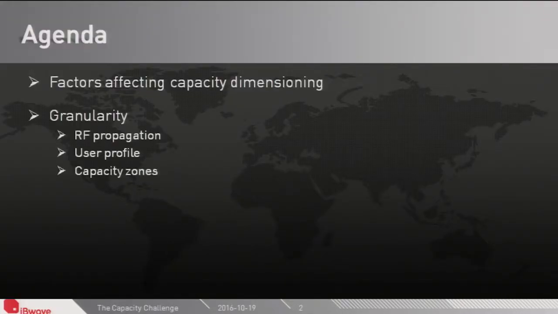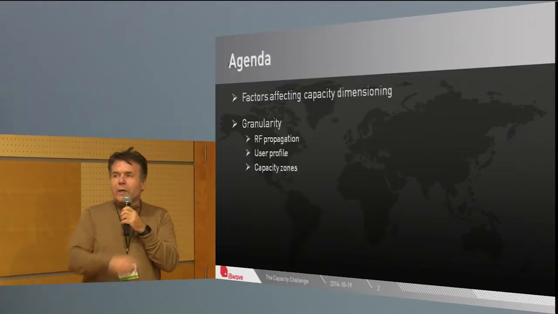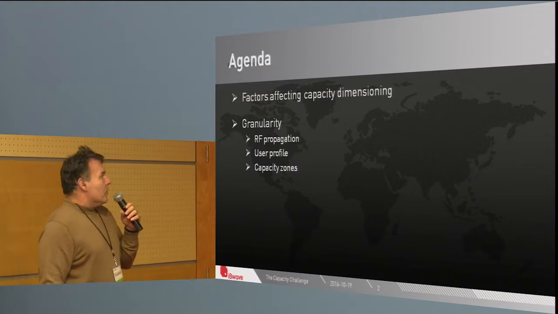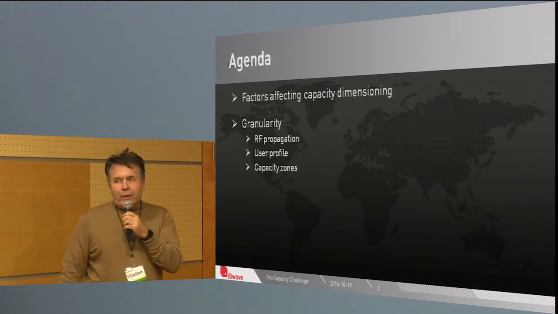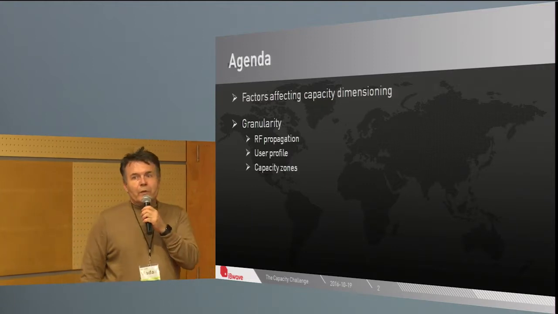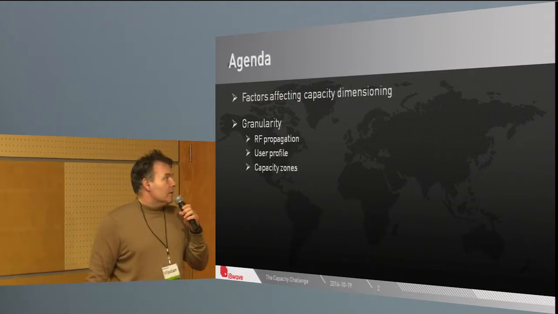So without further ado, I will be talking about capacity, almost exclusively, today. I'm going to go over the factors affecting capacity dimensioning. Most of you are really good at knowing what they are, but this is kind of a refresher course. Then I'm going to focus on granularity: how important granularity is in RF propagation, and how important it is to take into account the 3D picture, especially in multi-level buildings.